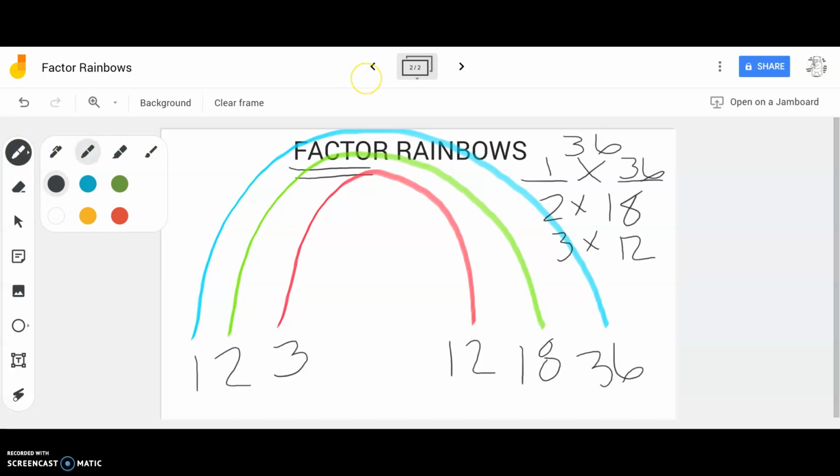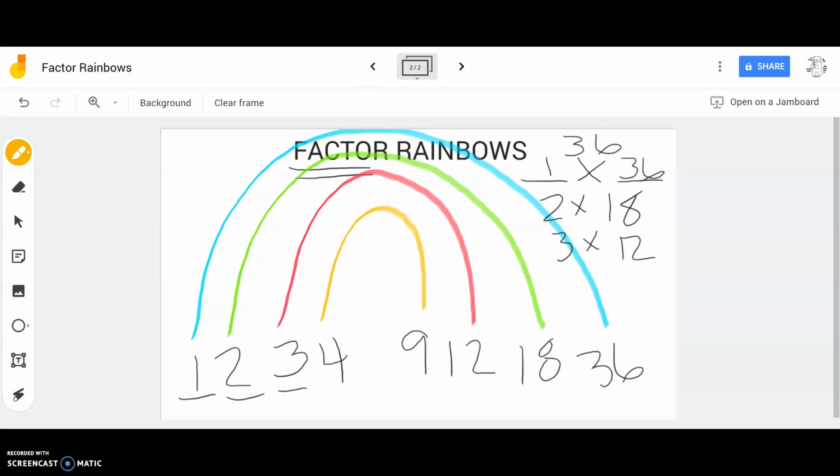Looking here, am I keeping 1, 2, 3? Let's try 4 next. Well, I know 4 times 9 is a fact that I know is next. And I can draw a rainbow. So my rainbow just should prove to me that 4 times 9 is 36.